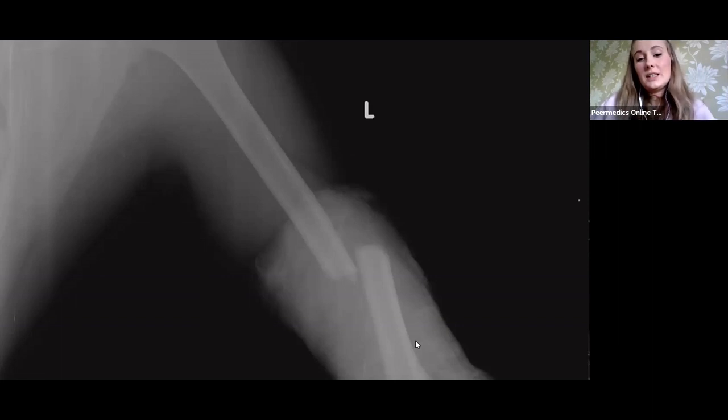So I could say you can see it's going to be obviously visibly shortened because your distal segment is sitting above your proximal segment. You've got a bit of angulation there as well, while you've also got displacement, so it's displaced and angulated. And we're looking at a humeral shaft.